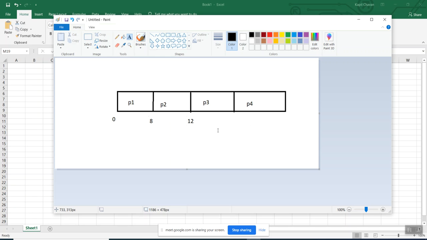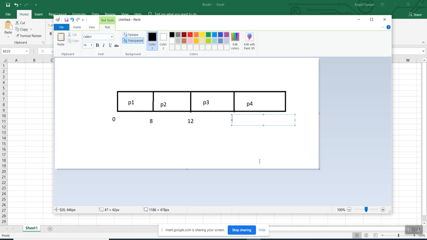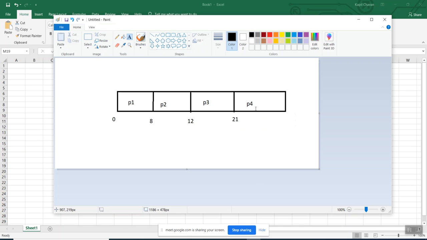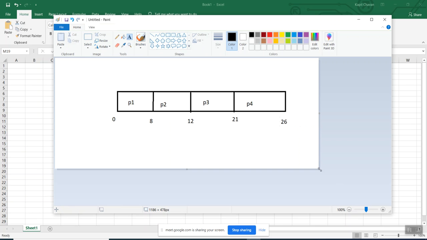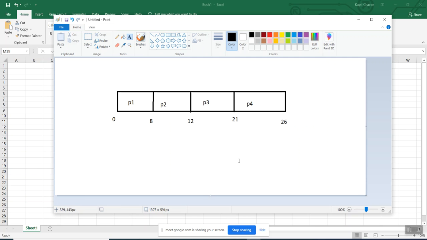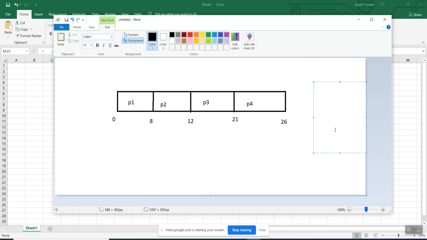Later the P3 starts and requires the 9 units to complete, so simply we can take here as a 21, and after that P4 requires 5 to complete, so we can simply put it here as a 26. So this is nothing but the Gantt chart, and by using the Gantt chart you can calculate your waiting time and average waiting time.